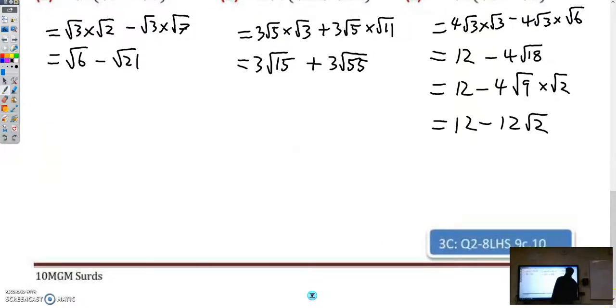And that's how you multiply and divide surds.